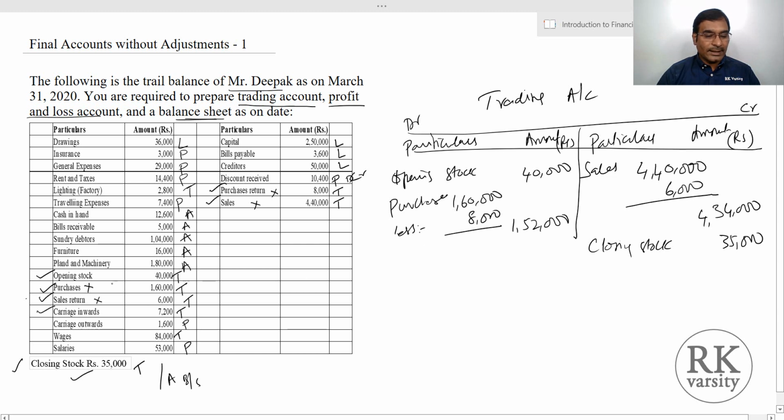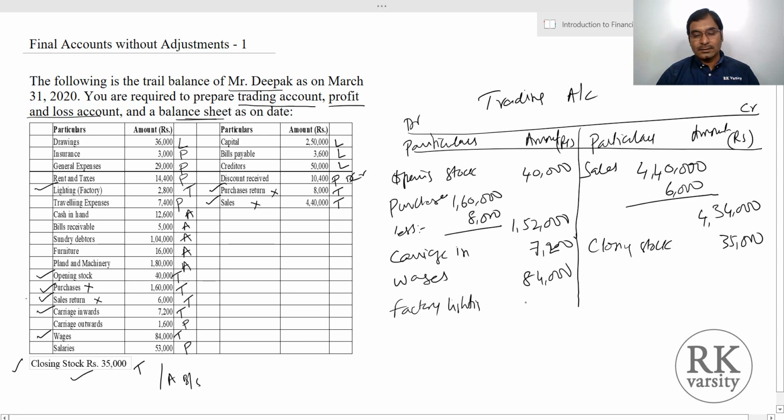Now your carriage inwards, 7,200 is the carriage inward. Then any item in the trading account? Yes, wages, 84,000. Any other account in the trading account? We posted all this. And here you can see factory lighting is there, 2,800.